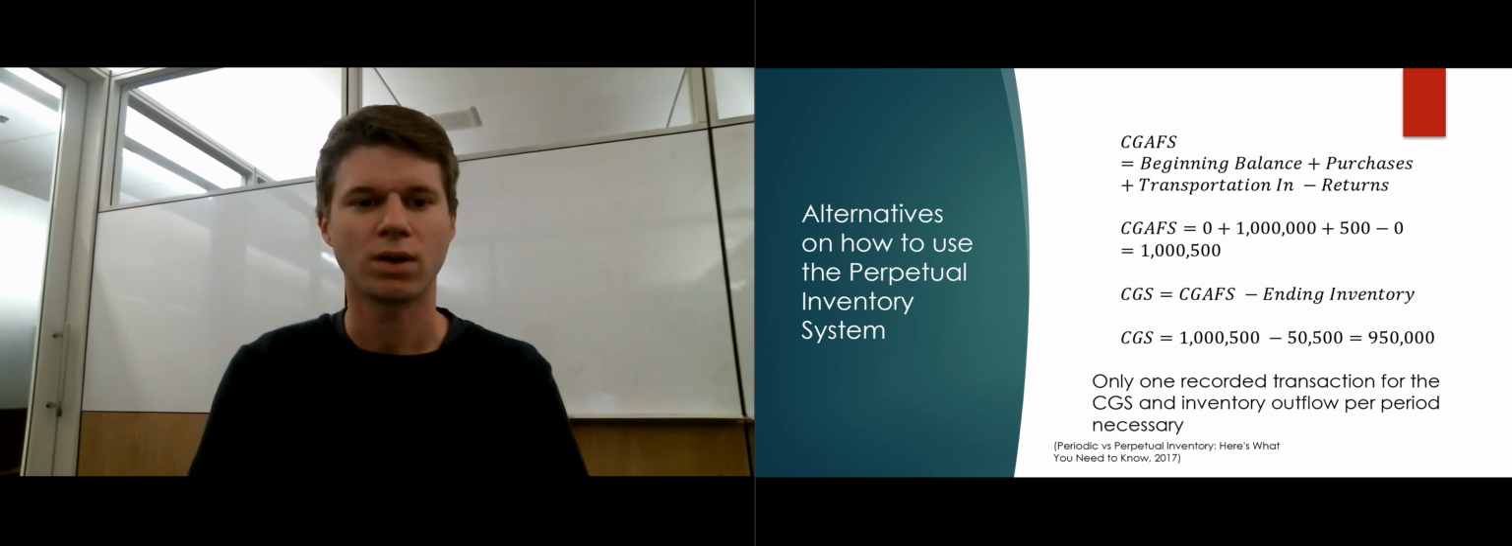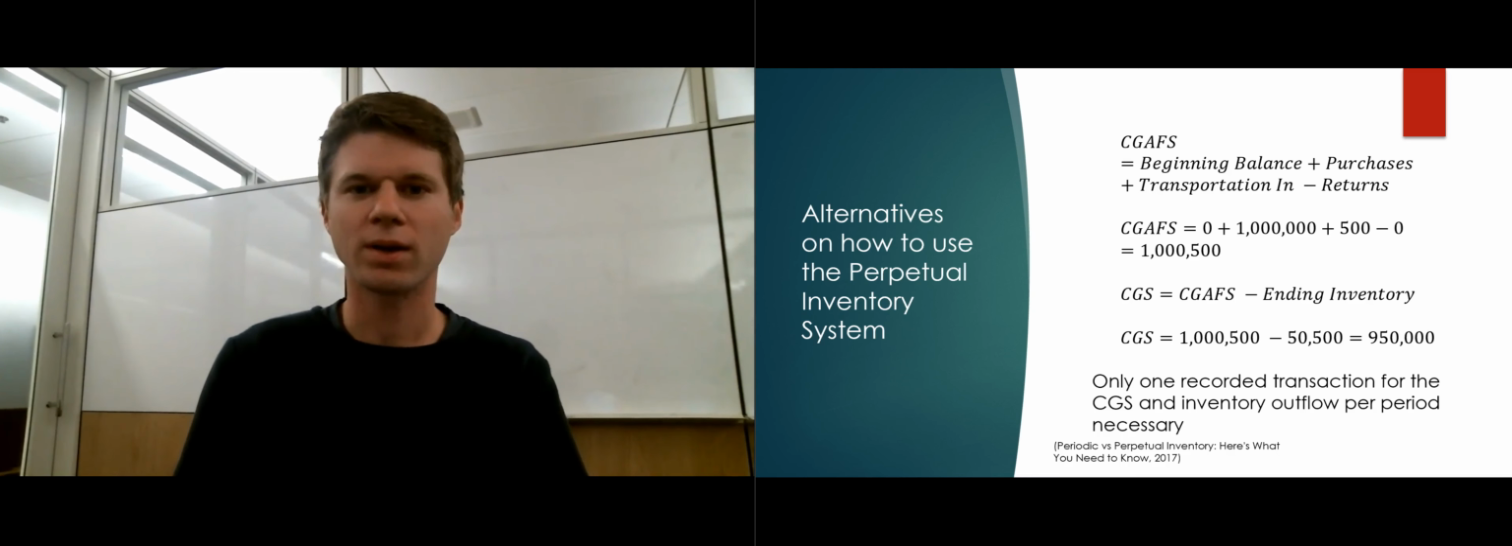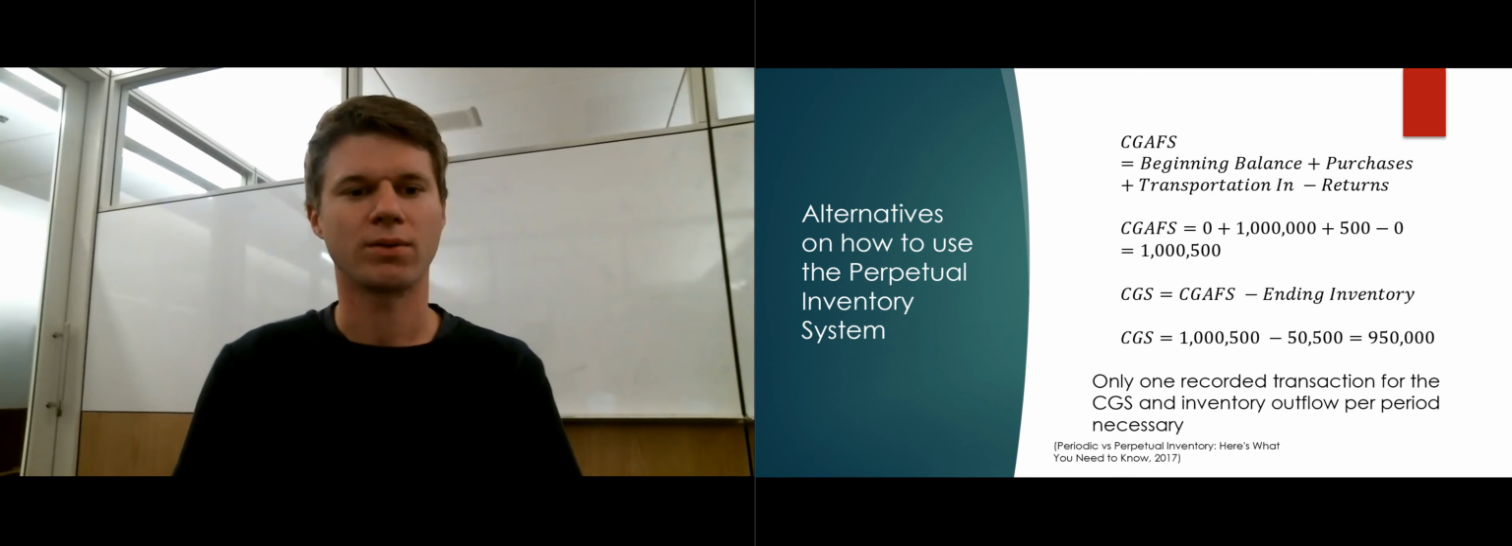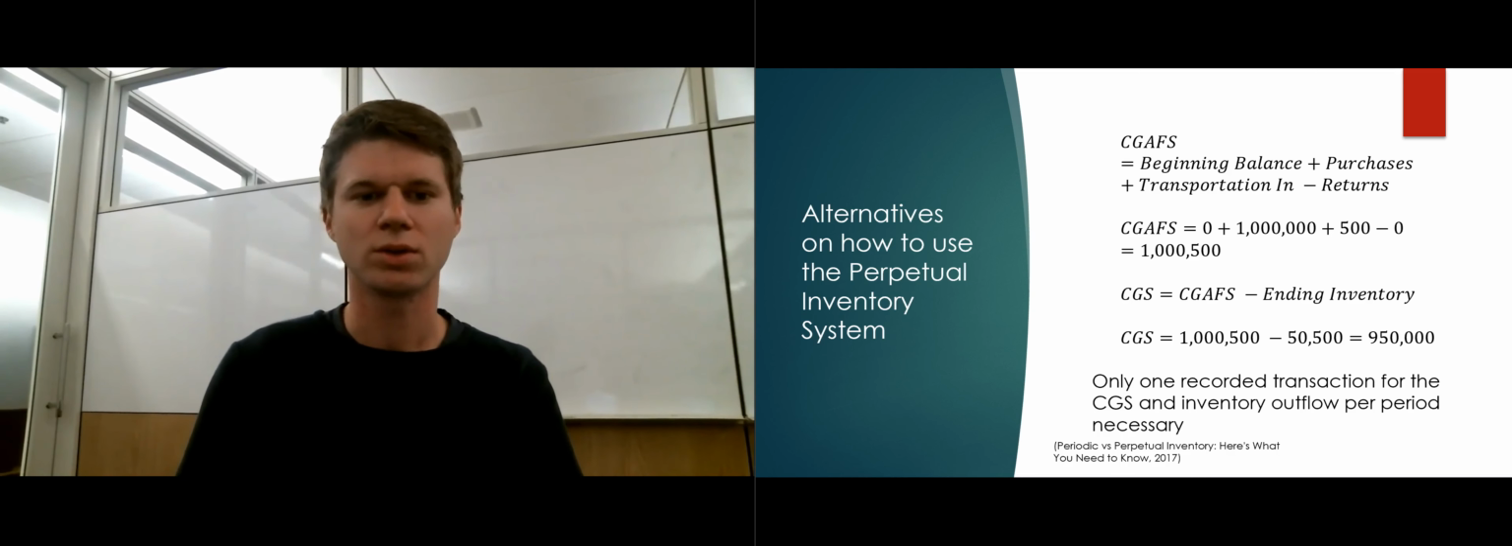With a simple example, similar to the beginning example, we have $1 million purchases during the period and $500 transportation in costs, no returns, and then an ending inventory of about $50,500. If we apply the example to the formula, then we get an amount of cost of goods available for sale of $1,000,500, and from that we can derive the cost of goods sold, which is just that amount less the ending inventory of $50,500, which results in a total cost of goods sold of $950,000.